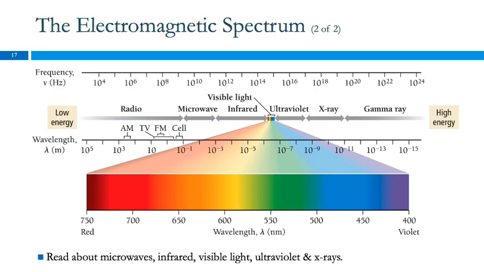So read about microwaves, infrared, visible light, ultraviolet, and X-rays in the textbook. It's just little paragraphs, and you can read that. We really should be able to list radio, microwave, infrared, visible, ultraviolet, X-ray, and gamma rays in order. And you're like, oh, how do we learn how to do that? Well, Roy G. Biv. So we got Roy G. Biv.